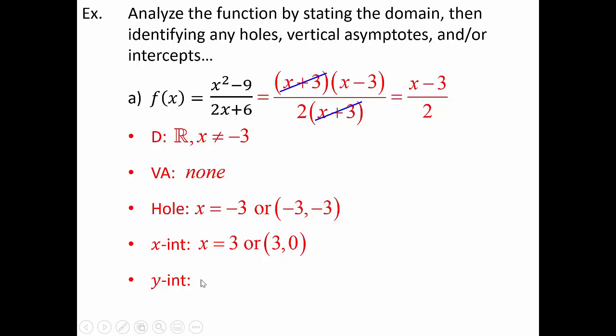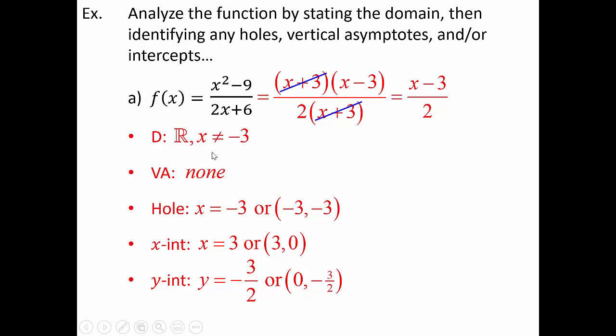To figure out the y-intercept, simply just plug in 0 for x. If I plug in 0 for x right here, I get negative 9 over 6. If I plug in 0 for x right here, I get negative 3 over 2. Both of those are exactly the same answer. I'm going to go with the simplified version. So the y-intercept is y equals negative 3 halves, or as a coordinate, it would be at 0, comma, negative 3 halves.